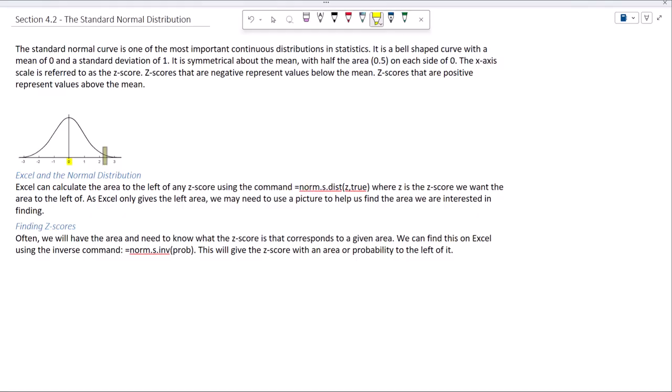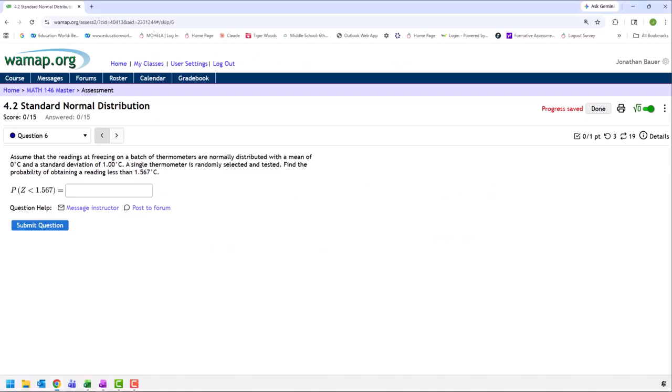So for the standard normal distribution, we'll be doing the norm.s.dist function, and we put in a z-score, and then when we use the true, it tells us the area to the left of that z-score. If we know the probability up here, we can use a normal standard inverse, enter the probability to the left, and it kicks out the z-score for us. So that's sort of the basics, connecting back a little bit to what we have been doing, and I'm just going to grab a question here to start.